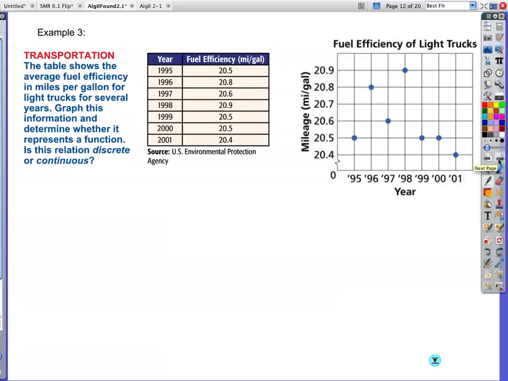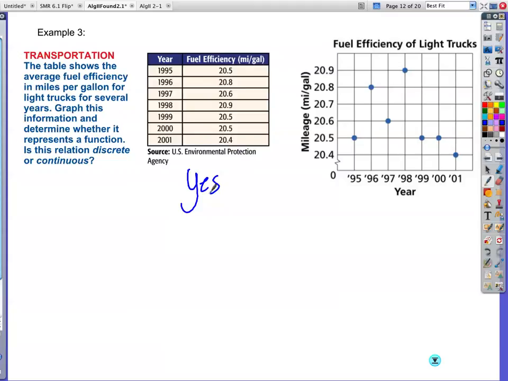Example 3. I could have you graph this out, but I thought I would get a graph already ready for you. The table shows the average fuel efficiency in miles per gallon for light trucks for several years. Graph this information to determine whether it represents a function. Is it discrete or continuous? Okay, well, you can do the birthday test if you're looking at this. And it looks like all of these years, like 2001, only have one value with them. It's not like we're saying 1998 again here and trying to give it a different number like 20.8. All right, and because this passes the birthday test, it is a function. So yes.